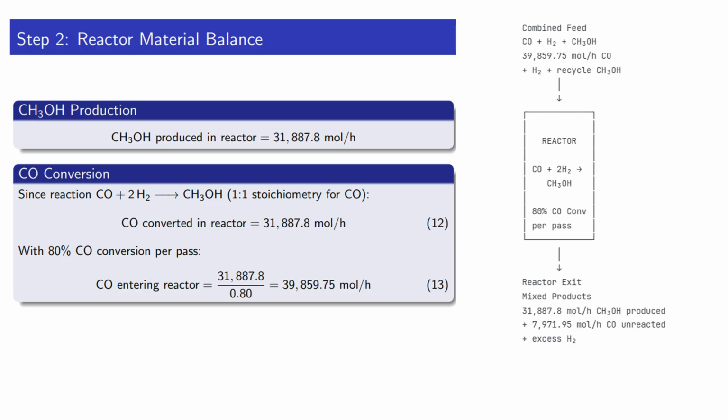So CO entering the reactor is 31,887.8 divided by 0.80, that is 39,859.75 mole per hour.